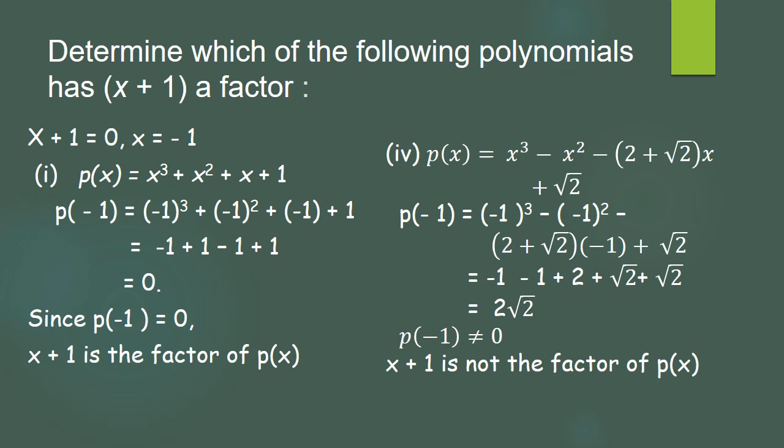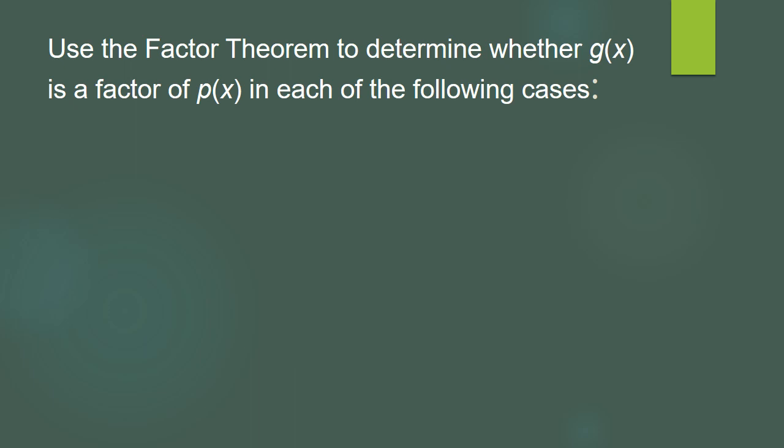Now we'll solve more sums. Here they have given: use the factor theorem to determine whether g of x is a factor of p of x. So g of x is another function, p of x is one function. Naturally, g of x will be the linear function. Here they have given p of x as x cube plus 3x square plus 3x plus 1 and g of x is given as x plus 2.